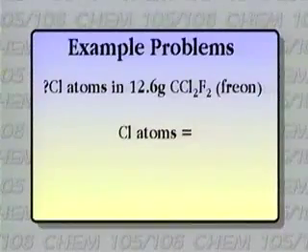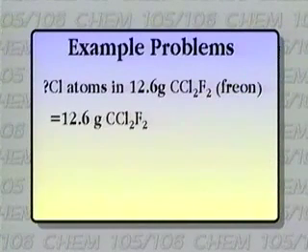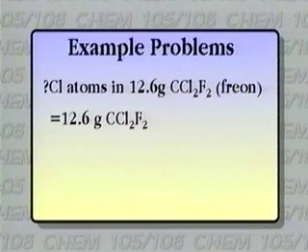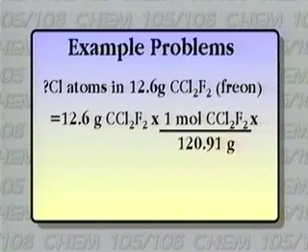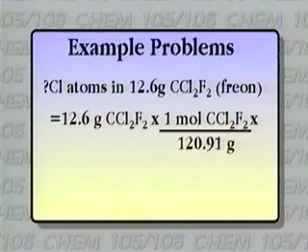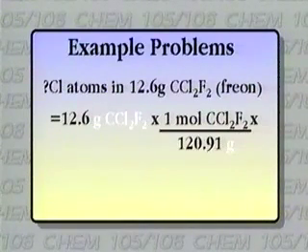I'll set it up this way first of all. Chlorine atoms are equal to 12.6 grams of CCl2F2 multiplied by 1 mole of CCl2F2 per 120.91 grams. Now at this point we will have eliminated grams from our problem. We have the number of moles.